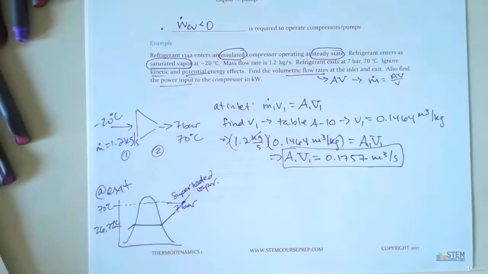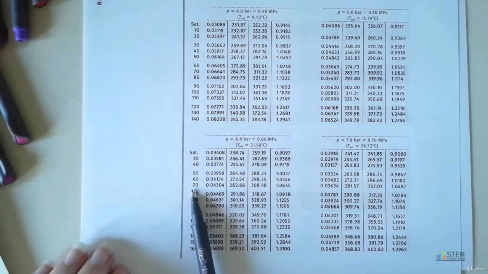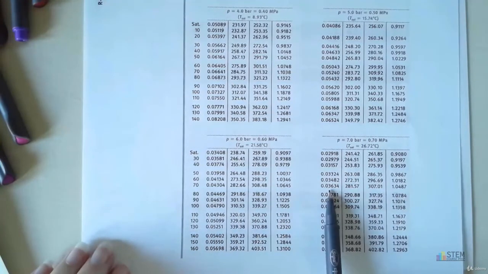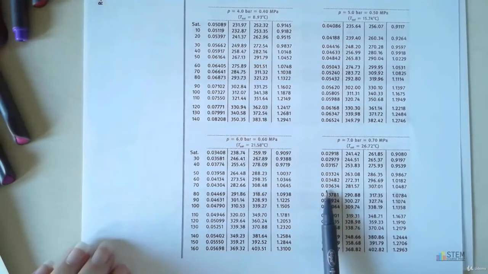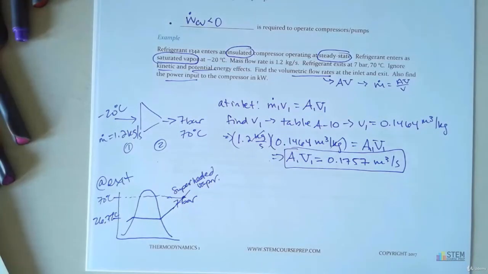Alright, so now we got that figured out. Then you're going to go to the superheated vapor table for the refrigerant, and you'll look up your combination of pressure and temperature. We are at 7 bar and a temperature of 70. So that's going to be this table right here. Here's 7 bar, here is 70. This first number right here is specific volume. So 0.03634. That's the number we will need.